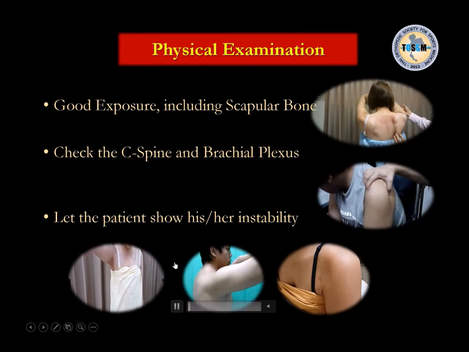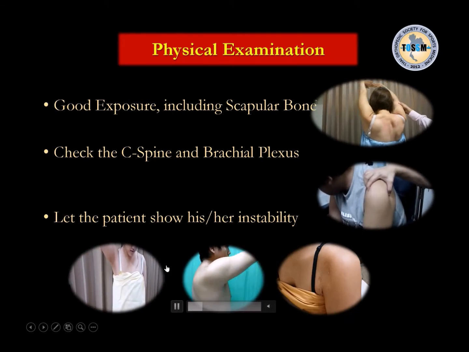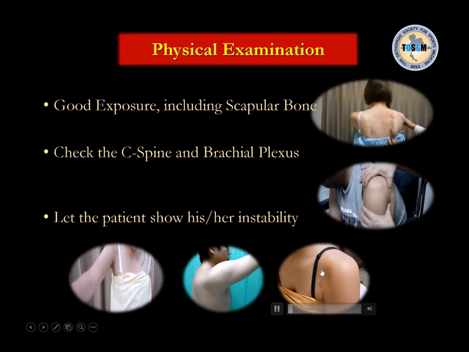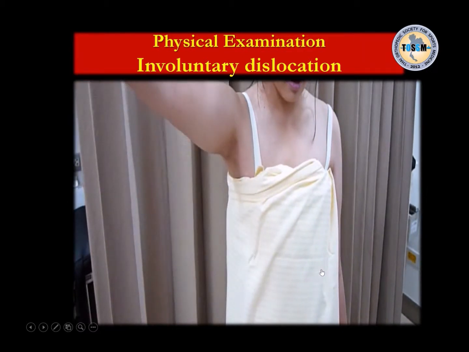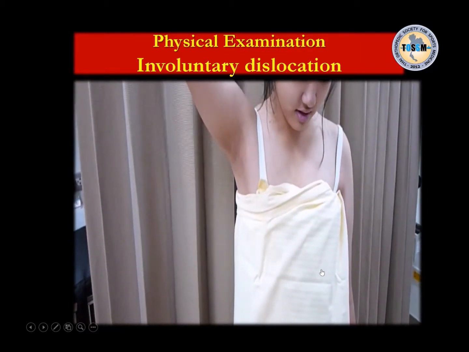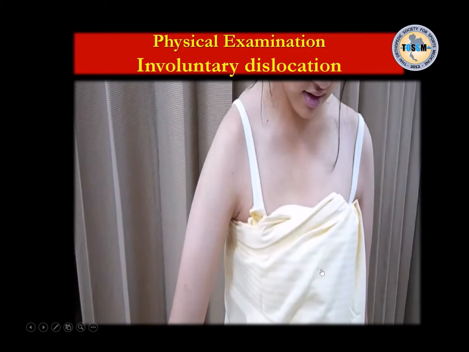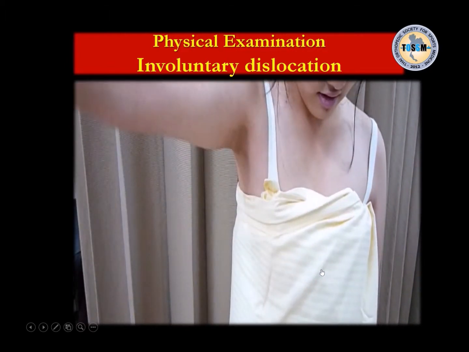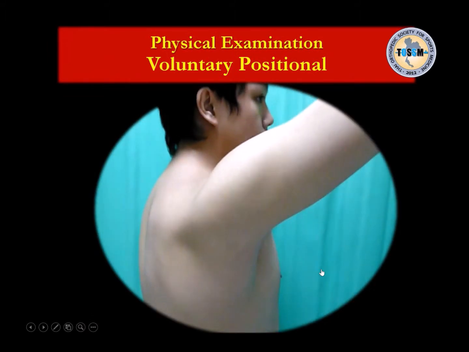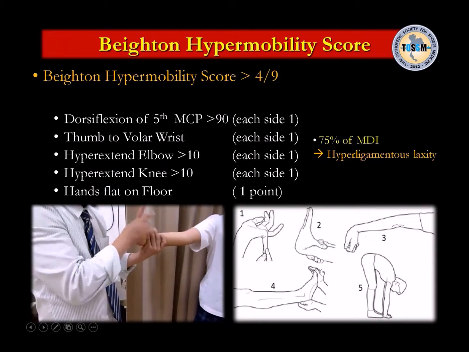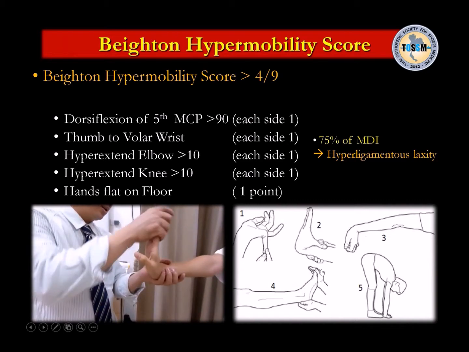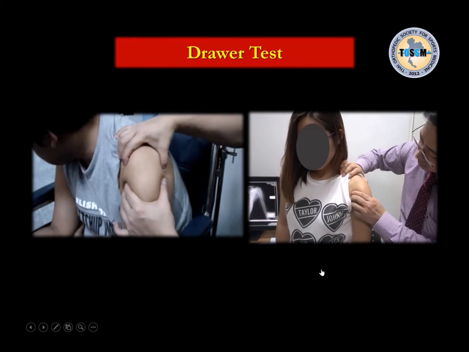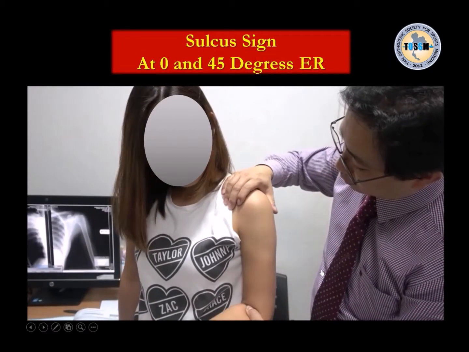Okay, and very important, you let the patient show you how they do that. So this is positional, this is involuntary, this is a muscular dislocator. Like this patient, this is an involuntary dislocation. Most of the time they have pain when they elevate and they have subluxation of the shoulder. Okay, this is a voluntary positional, and the Beighton score we always test to prove whether they have general laxity or not. A laxity test does not produce pain, like drawer, sulcus sign. Okay, this is a laxity test.